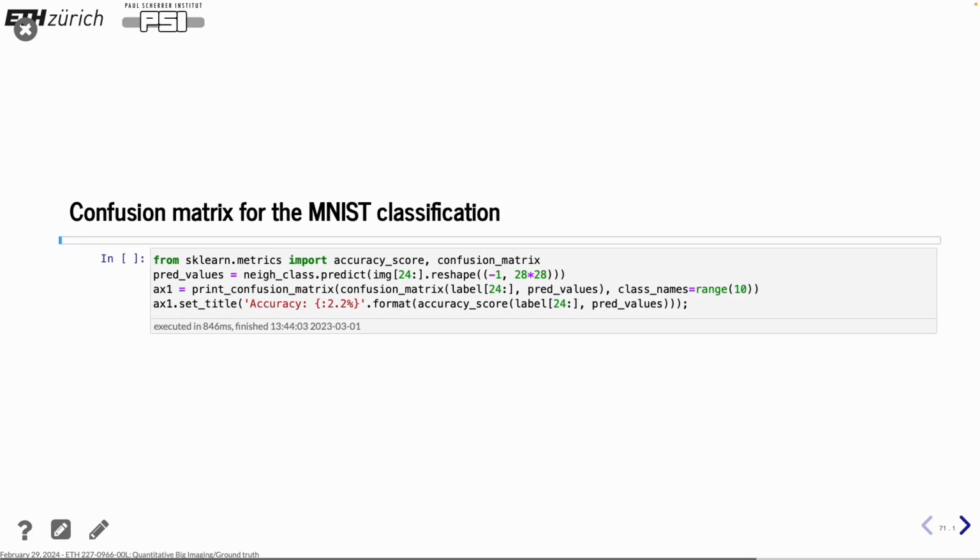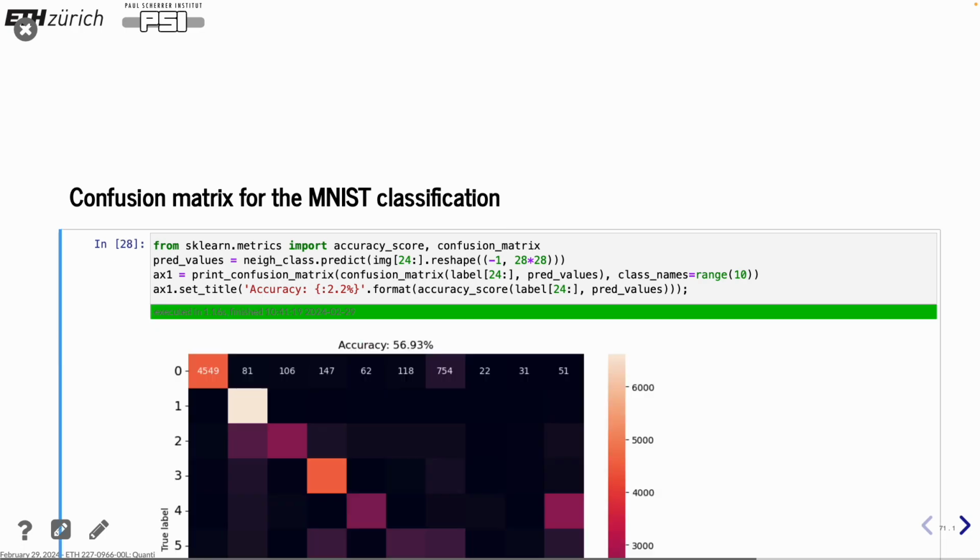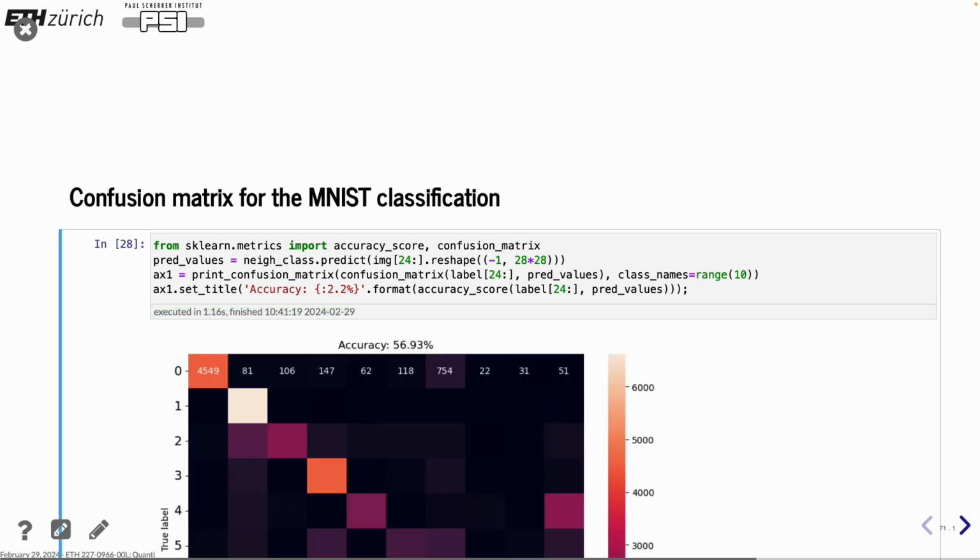And we can look at the confusion matrix for the MNIST classification using these. No, come on. So that one I want to look at fully.